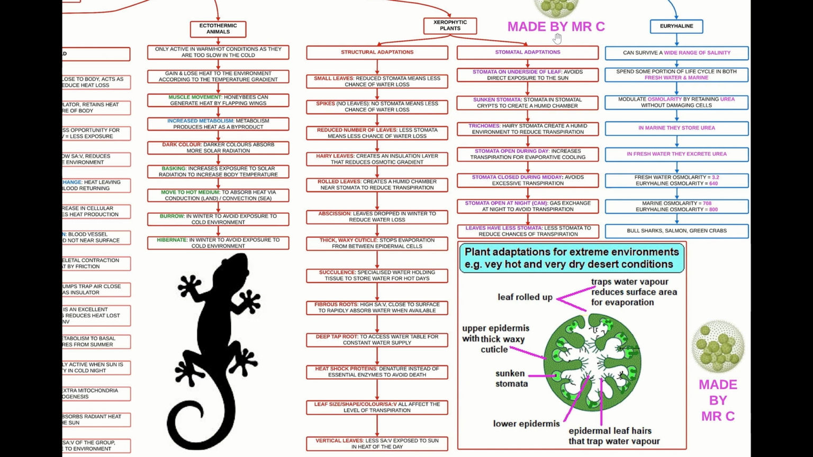Stomata opening during the day increases transpiration and therefore evaporative cooling. Stomata closed during midday avoids excessive transpiration in the hottest part of the day. Stomata open at night for CAM plants allows for gas exchange but avoids the heat in deserts and therefore unnecessary transpiration. And again, leaves have less stomata. Here is a xerophyte. And you can see several features like rolled leaf, sunken stomata, trichomes, etc.